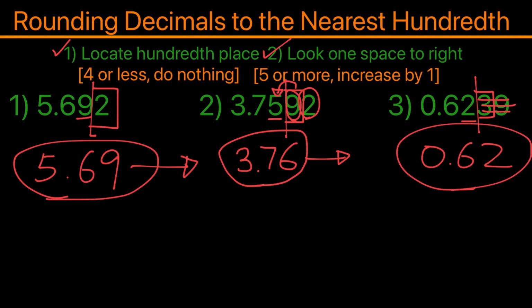So these 3 examples are how you would round decimals to the nearest hundredth place.